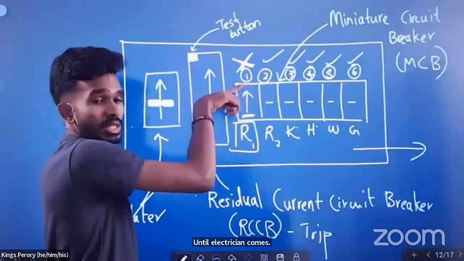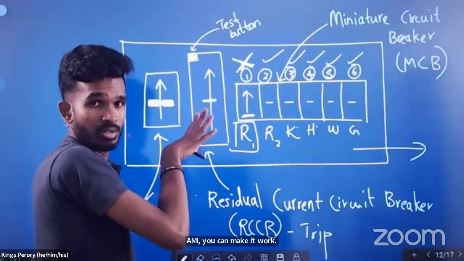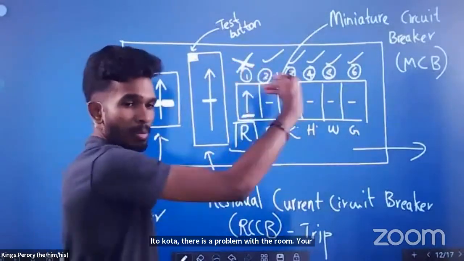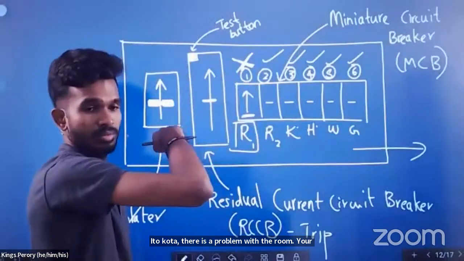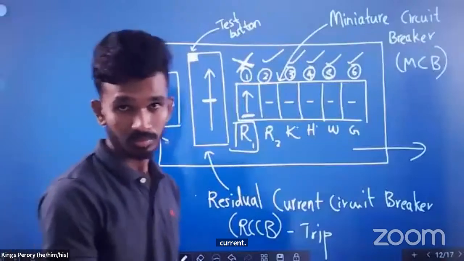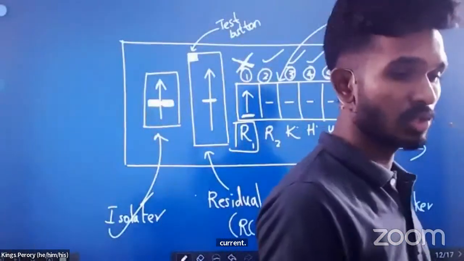But if you try to put this up and if the trip switch falls down, there is a problem with the room. Your room current, you disconnect and keep. All the other places, you give the current. After the electrician comes, he will repair that. Then you can put the things up. You do the repair. These things you should know.